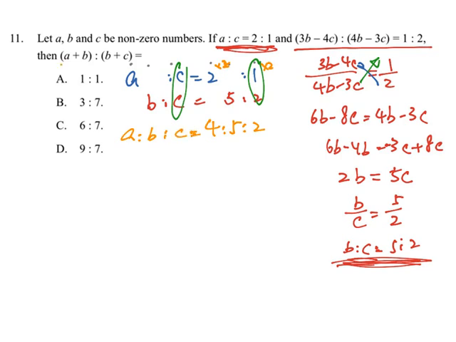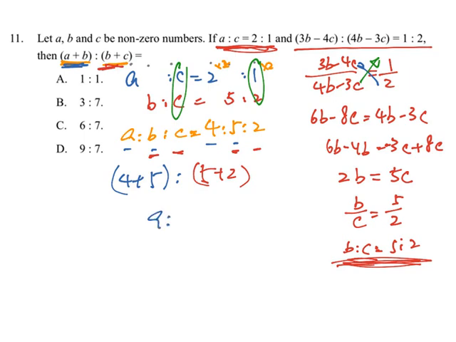And then next we need to find A plus B ratio to B plus C. So for A plus B, so 4 plus 5, and then B plus C, 5 plus 2. So 9 to 7. So the answer is D.